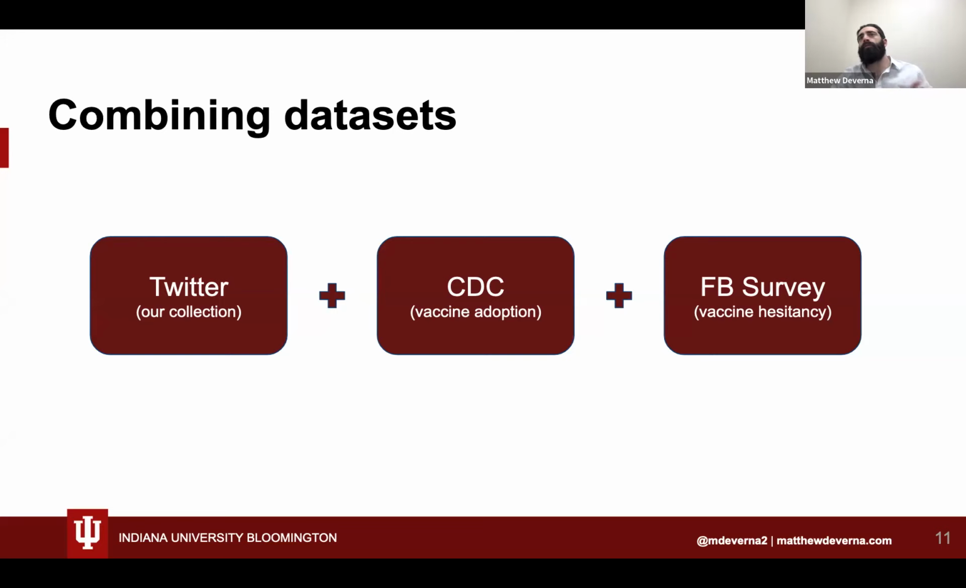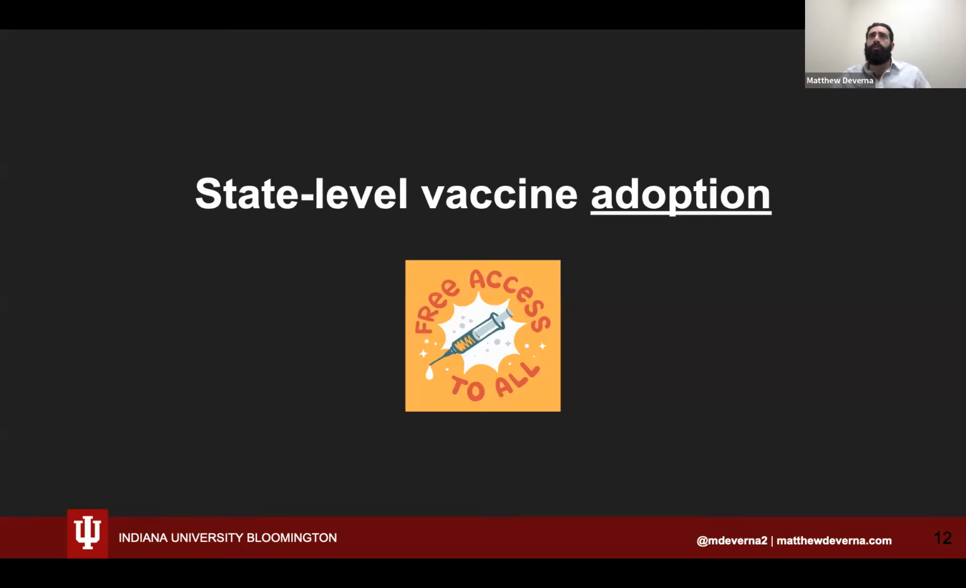So we can look at physical vaccine adoption, people actually getting vaccinated, and people who maybe don't have access but are also saying that they wouldn't get it anyway. And one of the major benefits of the Facebook data was that we can see that level of granularity at the county level, whereas the vaccine adoption data was only at the state level. So the first thing we looked at was this state level vaccine adoption.